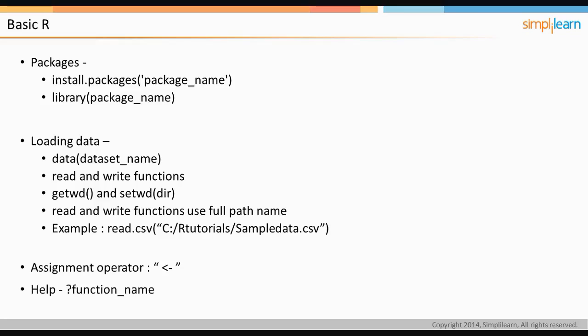For help on any function in R, type question mark followed by the function name to open the R help text. If you are using R, the help text will open on the default browser. In the next slide, we will look at the basic exploration using R.